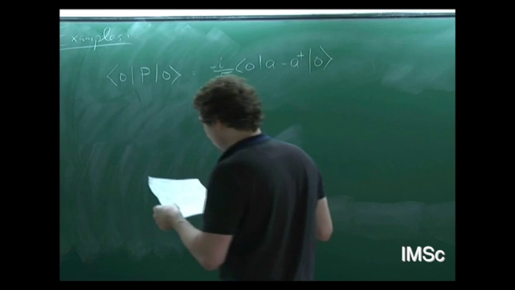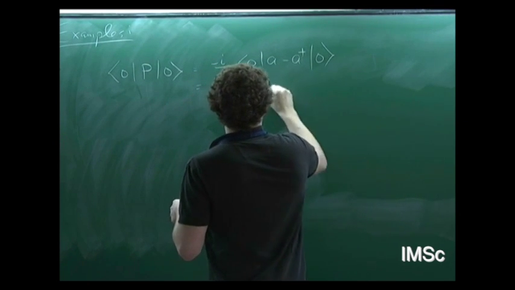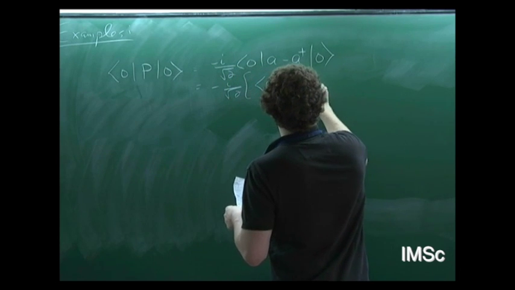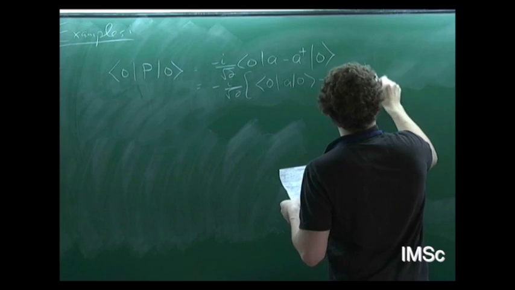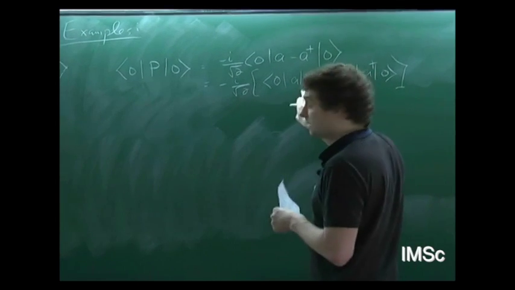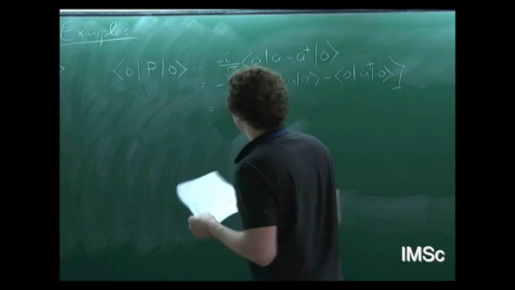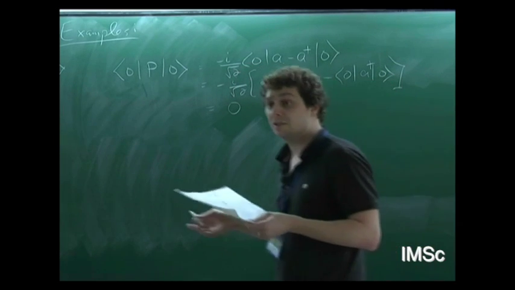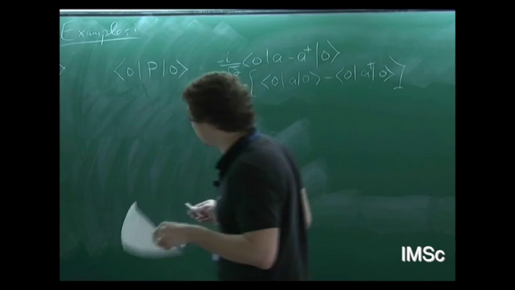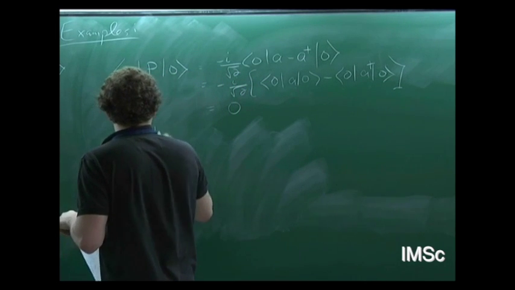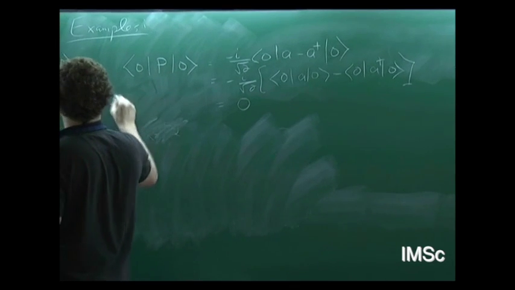And that's going to be minus i over root 2 of the bra 0 a ket 0 minus bra 0 a dagger ket 0. And this is going to be 0, and also this is going to be 0. So both of these terms are 0. So the expectation of P in the vacuum is 0. Similarly for Q. So what this means is this displacement vector is equal to 0.